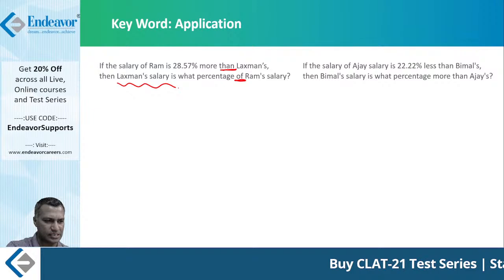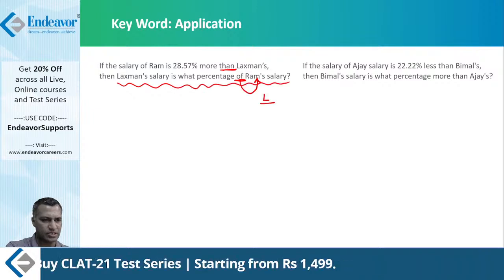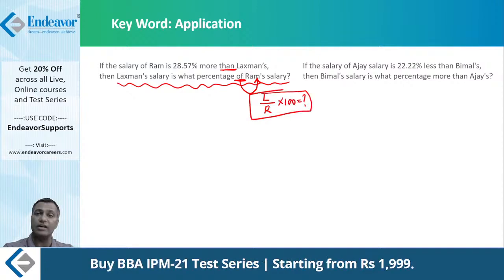Technically, what is being asked? The number associated with Lakshman. After "of", what is coming? Ram is coming. Therefore, L by R into 100 is equal to what? This is what I wanted as an answer. This is what I need to substitute. But the point is, what is L and what is R? If I know my L and I know my R in the fraction form, I can tell the answer in the percentage form. This is what is expected here.